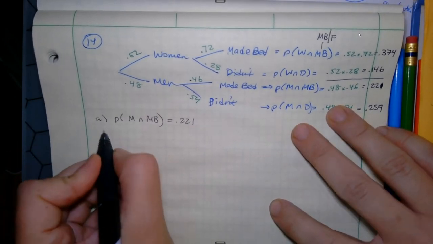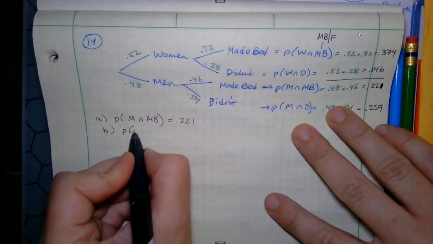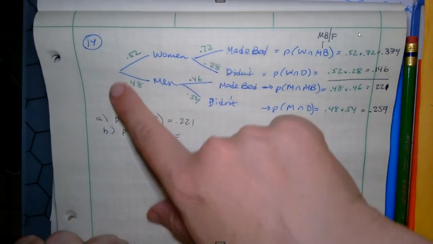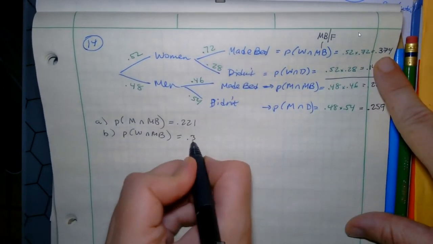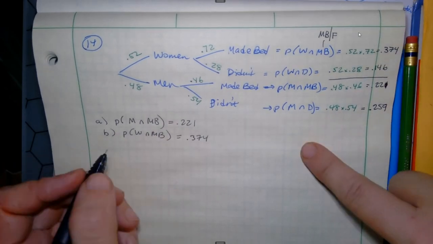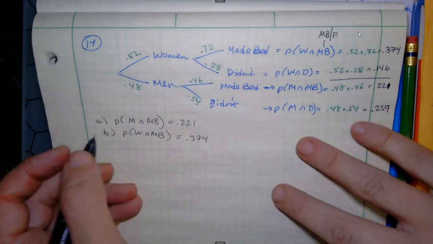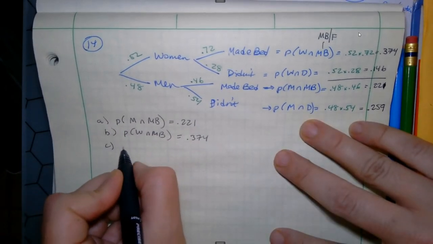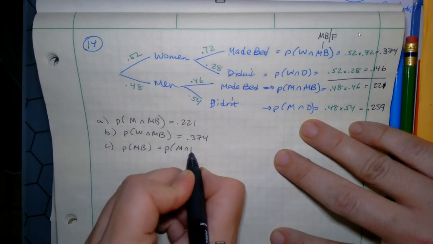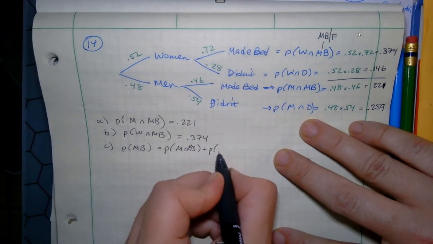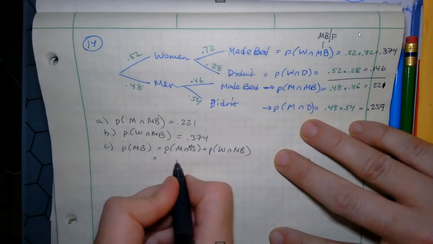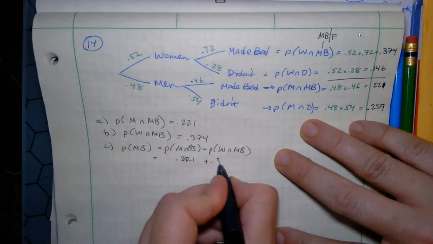That's A. Similarly for B, chance of being women and making your bed. That's the upper path. So I have that. That's 0.374. The percent of all adults who make their beds is going to be these two together because there's no other ways to make that happen. So the chance of making your bed is going to be the chance of being male and making your bed, and the chance of being female and making your bed. And again, we don't really have other options available in this problem. So we have 0.221 plus 0.374.